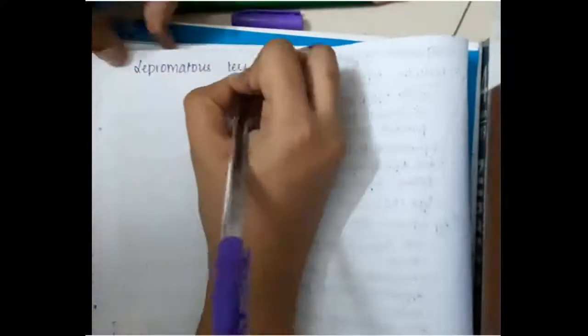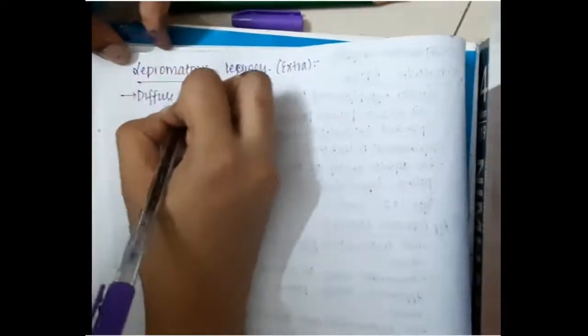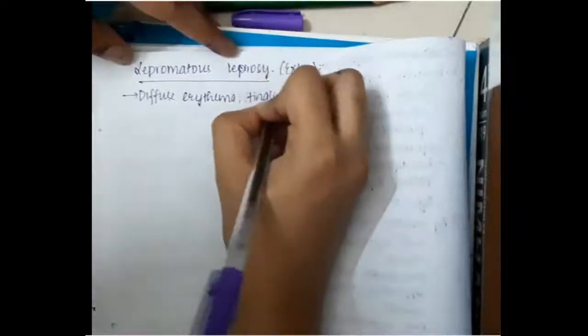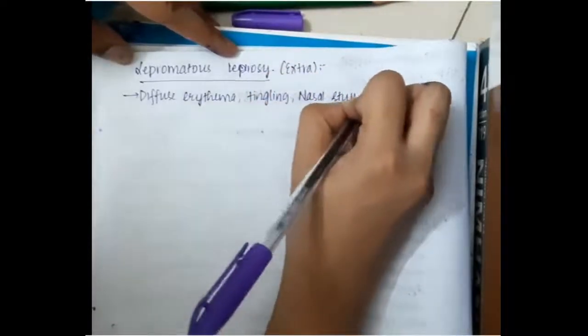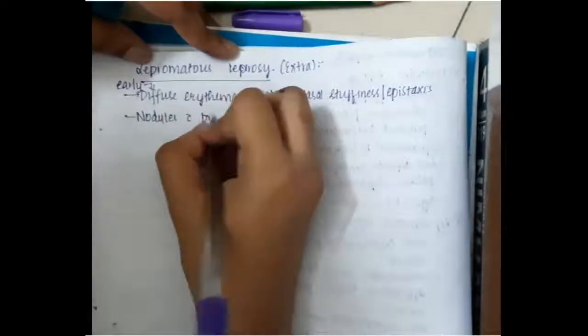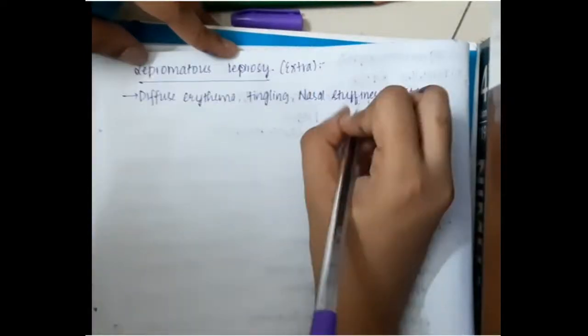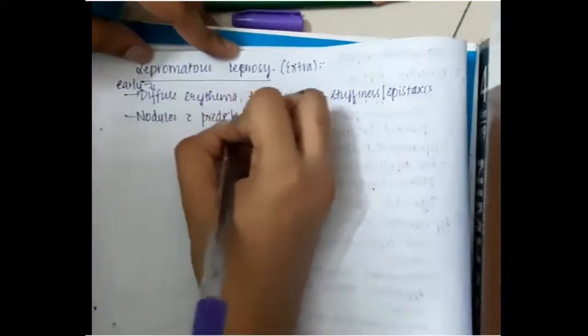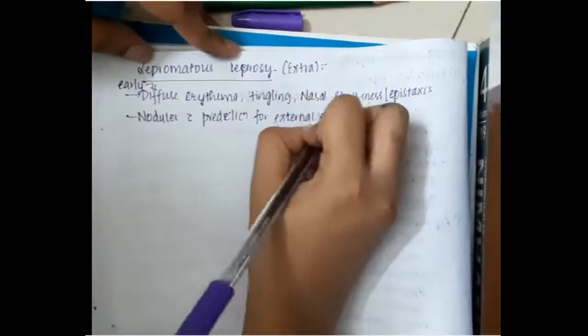Okay, then the last type of leprosy which is important is lepromatous leprosy, as we have already seen. So in lepromatous leprosy we will see some important points. In the early stages, there will be diffuse erythema, tingling, nasal stuffiness or epistaxis. Nodules are seen with predilection for the external ears.